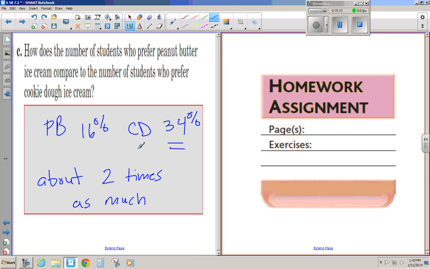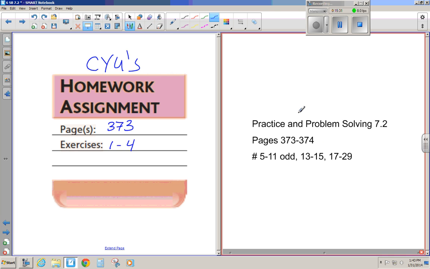All right, so for this section, you need to make sure you do CYUs on page 373, and they are exercises 1 to 4. And then, of course, we will do this part in class. Good luck.